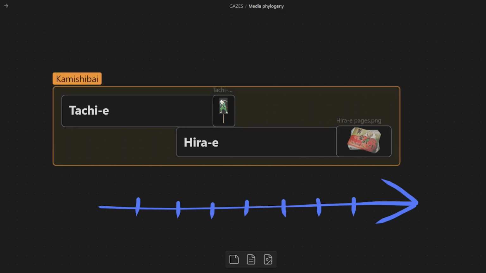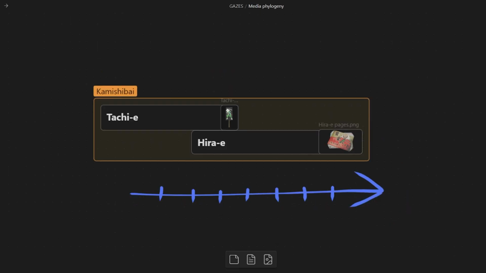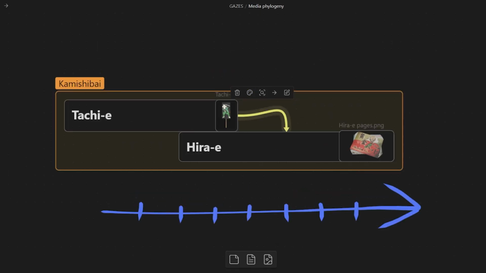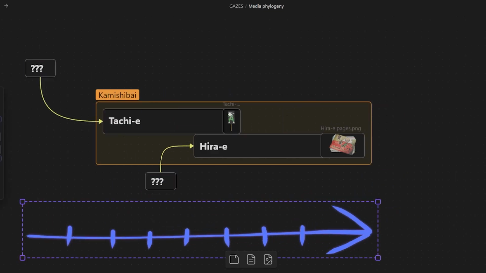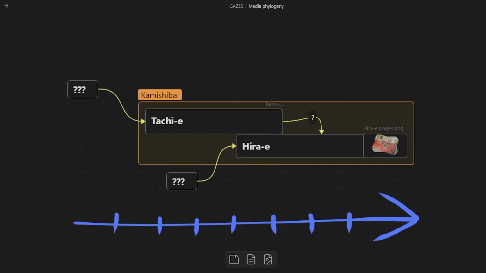These two forms share the name kamishibai, but do they share the same origin? Did the flat pictures really emerge from the puppets as an improvement or specialization, or did they maybe have different origins altogether and simply happen to share the same name? And this is the core of the problem.